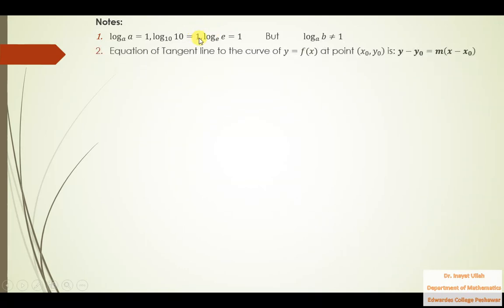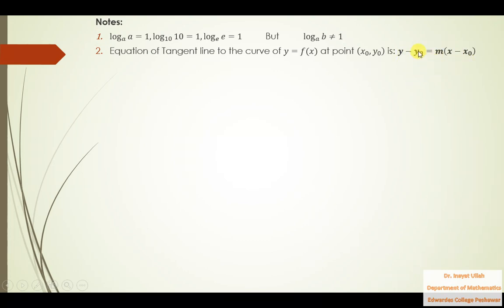So remember this property. And secondly, we have discussed this topic in the previous lectures, but I'm going to repeat this topic in this lecture. Equation of tangent line to a curve y is equal to f of x at a certain point x naught, y naught is y minus y naught is equal to m times x minus x naught. That is the equation of a line actually, but that is the equation of a tangent line.